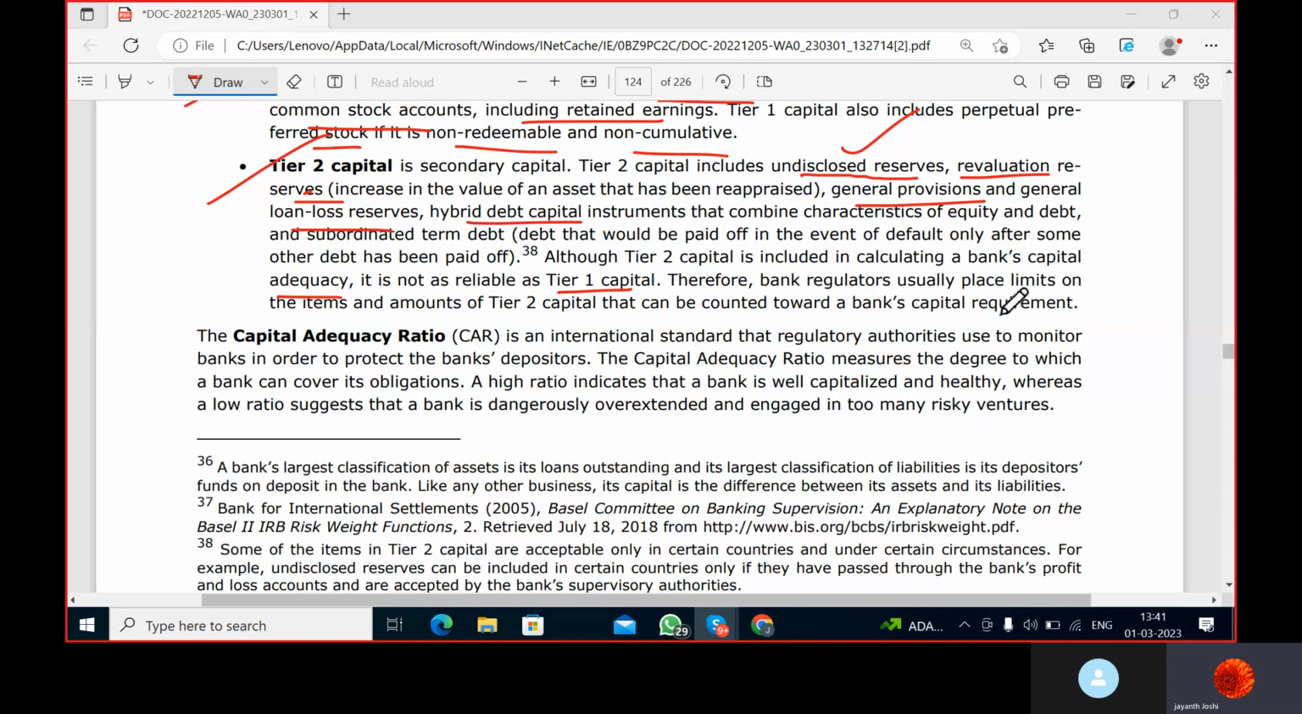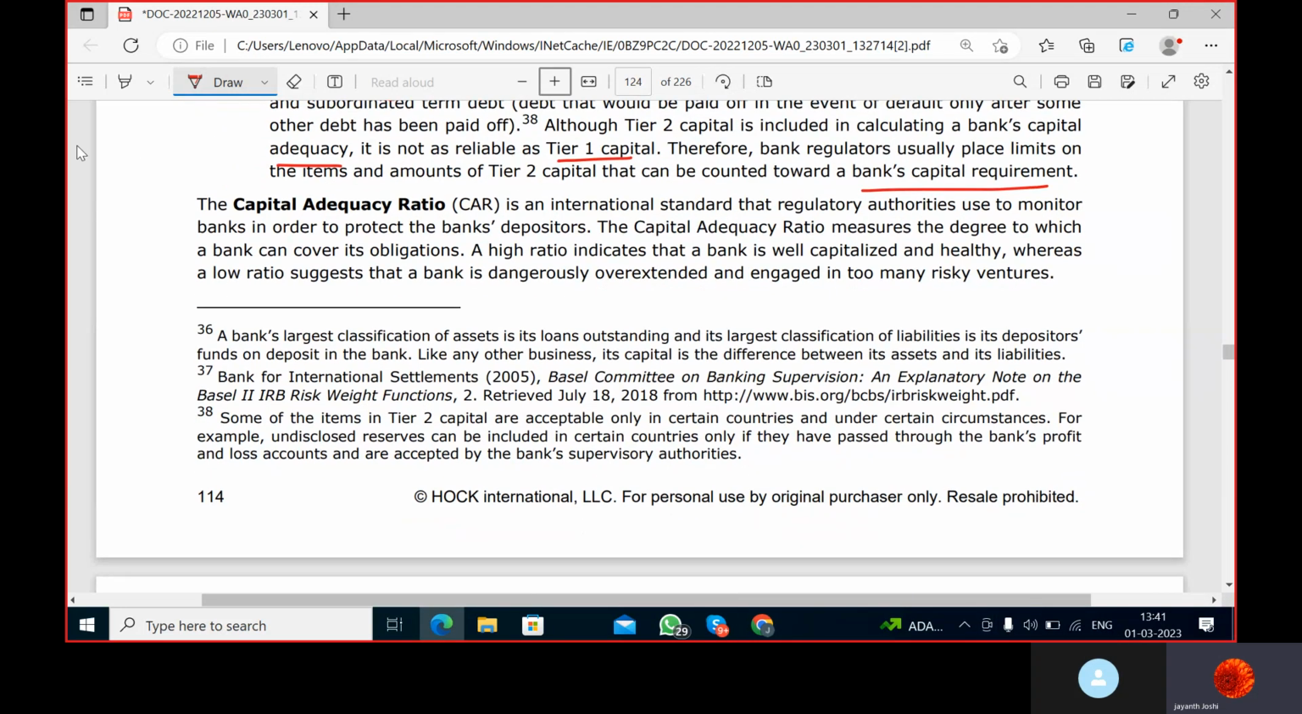Therefore, bank regulators usually place limits on the items and amounts of Tier 2 capital that can be counted toward a bank's capital requirement. Now, capital adequacy ratio is an international standard that regulatory authorities use to monitor banks in order to protect the bank's depositors. Every regulatory authority will monitor the banks, so they want to know the capital adequacy ratio of the bank, so that they may be assured about the depositors' money.